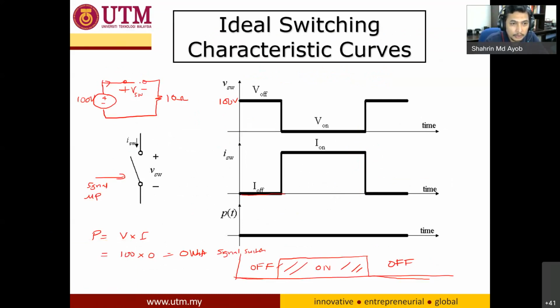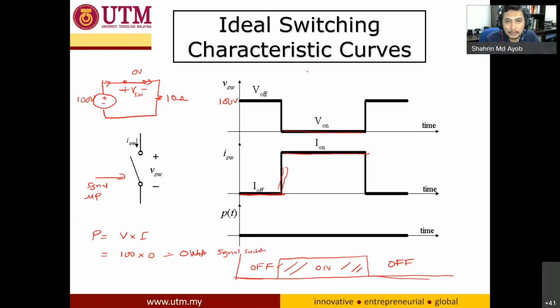So when the switch is on, right now it's connected, right? So there will be a current flow. That's why you have current. Before this, the current is 0, right? Because it was off. But right now, since the switch is on, there will be a current. But you will see that the voltage across the switch is 0, right? So that's why you have 0 voltage.